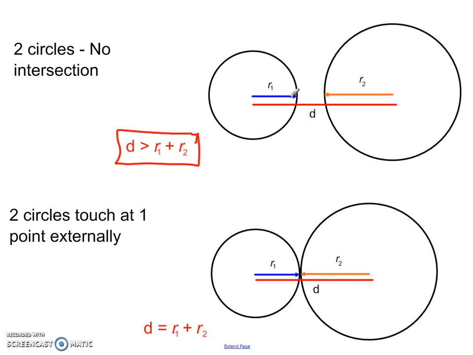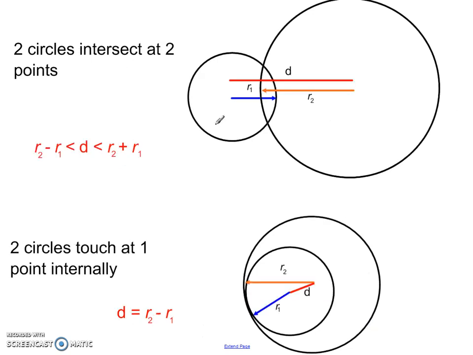If I then take the outer circle and move it closer so that it touches the inner circle at one single point but remains outside it, I have the two circles touching at one singular point and they're both external to each other. If I was to calculate the distance between the two center points here, D, what I would notice, and you can see if you look at the diagram, if I go R2 and then R1, that would be the same as this distance here. So if I calculate the distance between the two center points, D, and it's equal to R2 plus R1, the sum of the two radii, what I'll find is these two circles touch at one point externally, and it's this sort of scenario here.